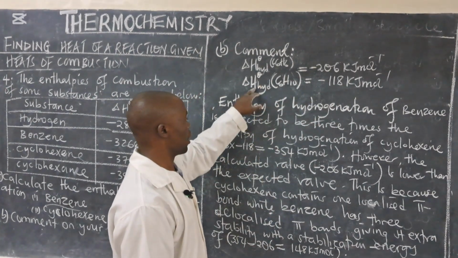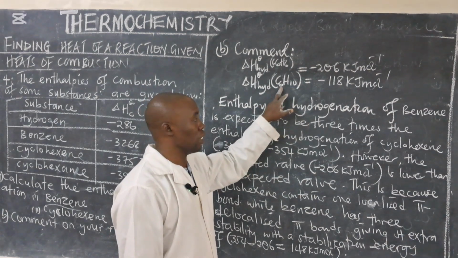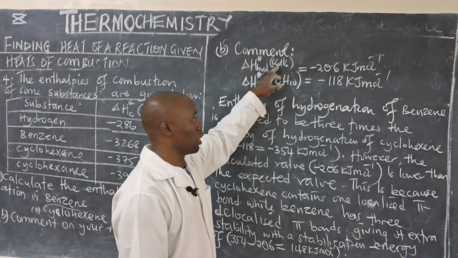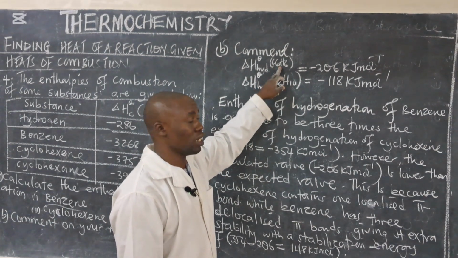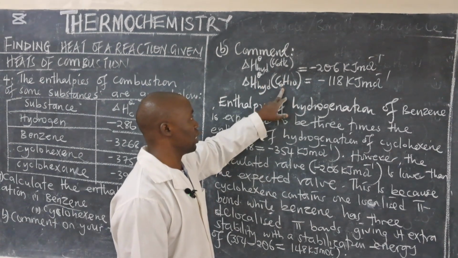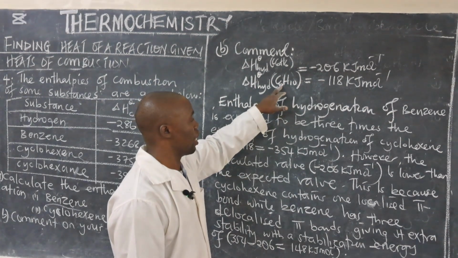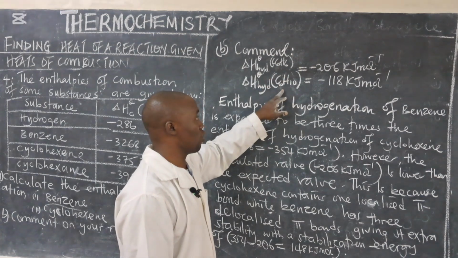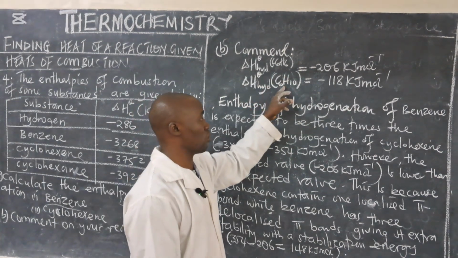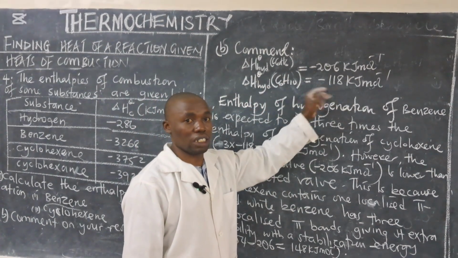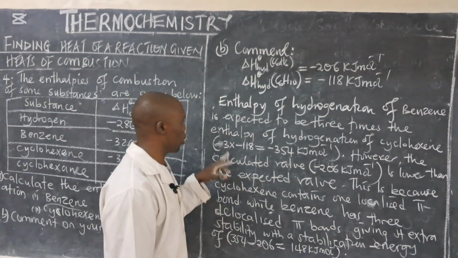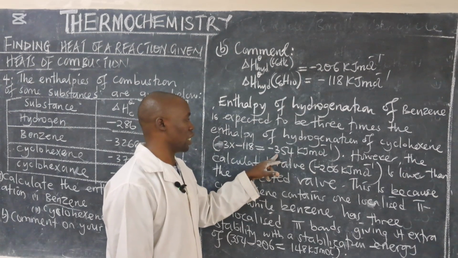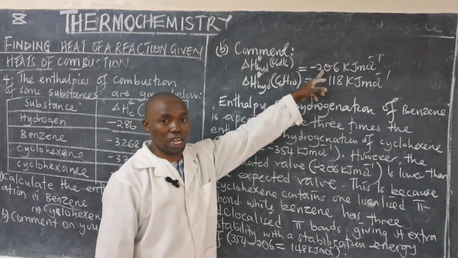Now, since cyclohexene has one double bond, benzene has 3 double bonds, we would expect that when you hydrogenate benzene, you are actually hydrogenating 3 bonds in benzene, which is equivalent to multiplying the enthalpy of hydrogenation of cyclohexene by 3, because this has 1 bond. So we would expect that when you multiply the enthalpy of hydrogenation of cyclohexene by 3, you would have got negative 354, which should have been this value.